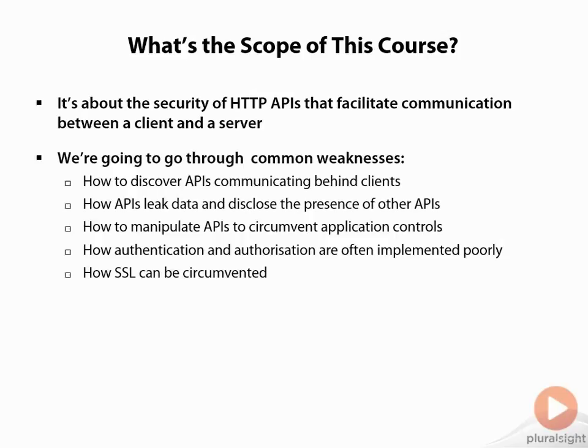These are the sort of weaknesses we're going to look at, and we're going to start out by walking you through how we can discover these APIs behind clients. It's really very simple in most cases. We'll then take a look at some of the common patterns of APIs leaking data, and also the way discoverable APIs often disclose the presence of other APIs that the developers don't want attackers to find.